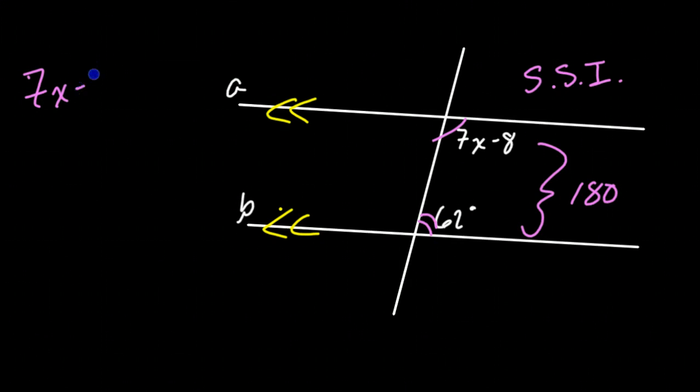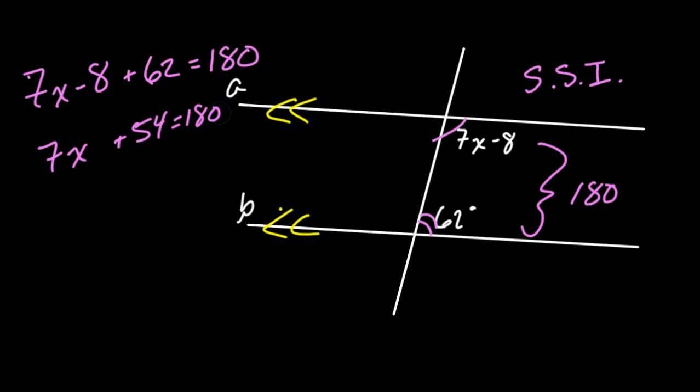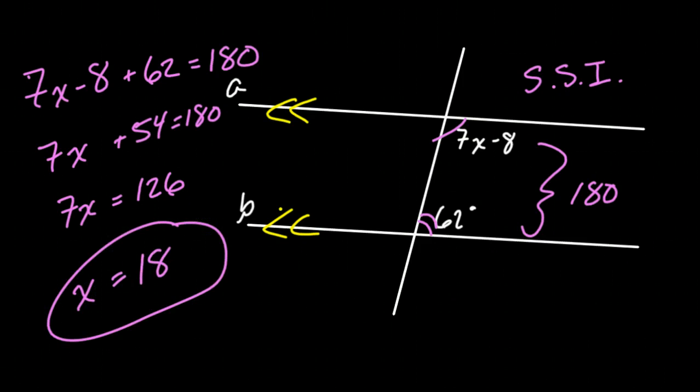So I could say 7x minus 8 plus 62 equals 180. Actually, we'll combine those, sorry. Negative 8 and 62 gives me 54. So I've got 7x. We'll subtract 54 on both sides. We get 126. And then we divide each side by 7. You get x equals 18. X has to be 18 in order for those two lines to be parallel.